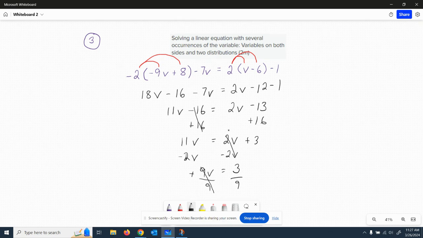Not sure if Alex takes fractions. You might want to, if you feel gutsy, go ahead and just type in the 3/9. If you don't, you notice they're both divisible by 3. This can be reduced to 1/3.